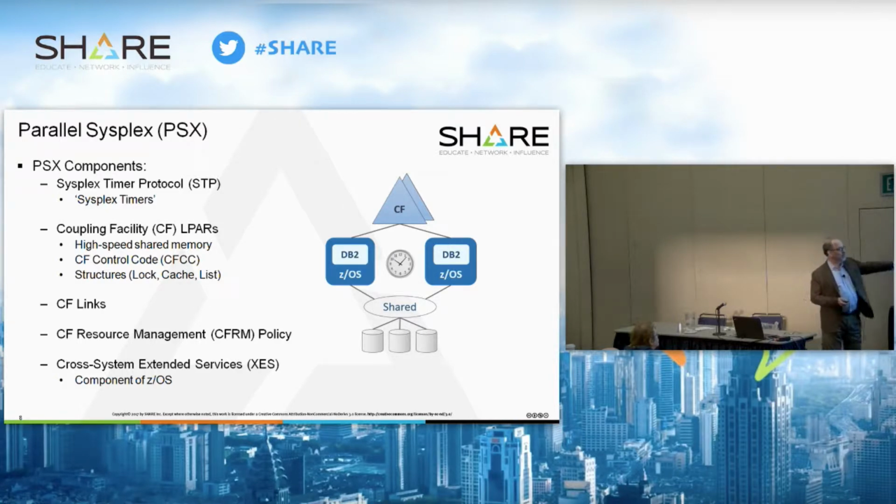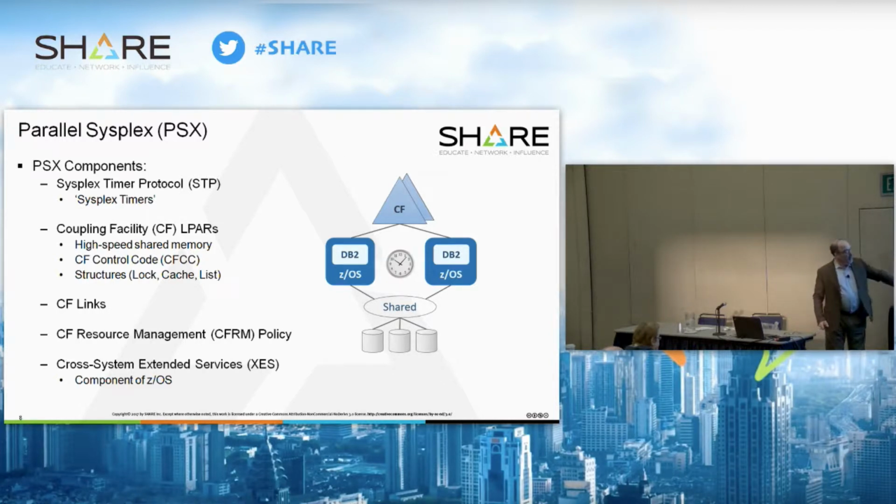The links have evolved over time. I used to describe what they were made of, but they keep changing. So they might be copper, they might be fiber, they might be back to copper, it might be back to fiber. All of this is defined in a coupling facility management policy. I'm going to call it a CFRM policy. So this policy lives out in the couple data sets, and that's where you define all of your resources.